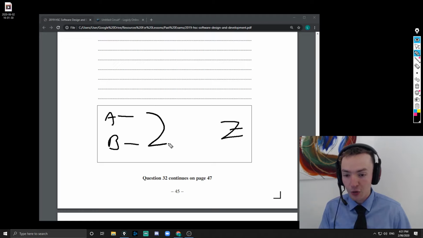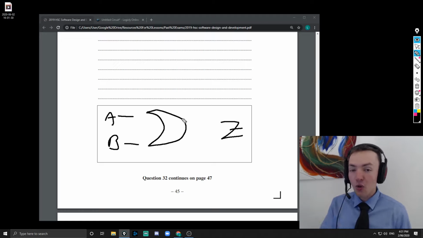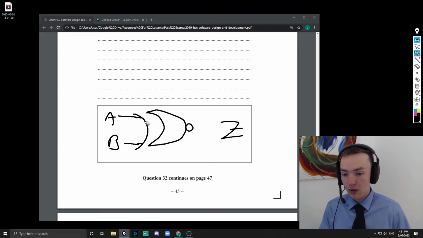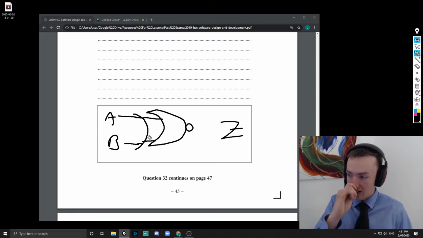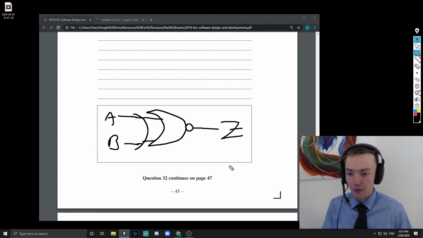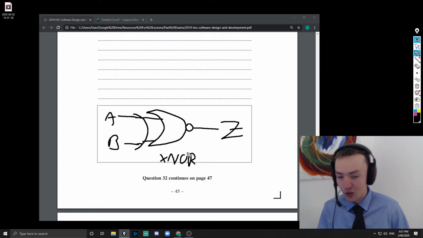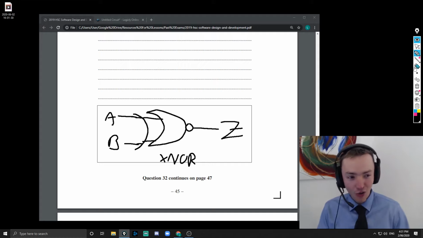You start with the shape for the XNOR, which is just like an OR gate but modified. So you start with the OR gate, and then you draw your little bubble. And then for the XOR, all you have to do is draw an extra line out here, like this, to make it exclusive. Then you draw the line to the output. So that's all you'd need to draw. And you can even write XNOR down here. If your drawing's as bad as mine, you can just write XNOR, just to make sure the marker knows what you're talking about.